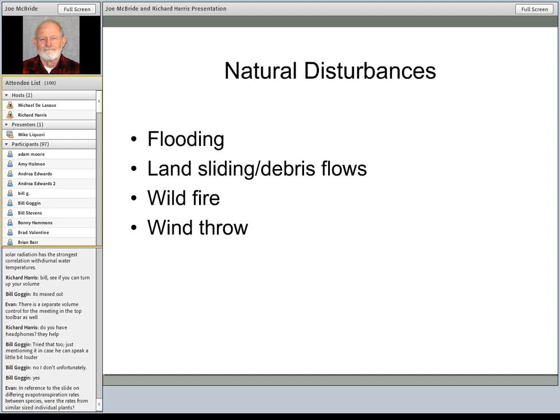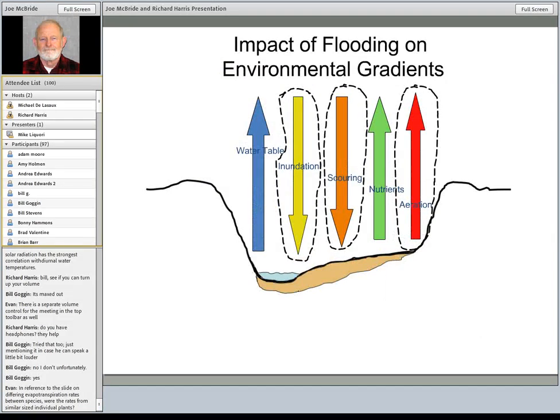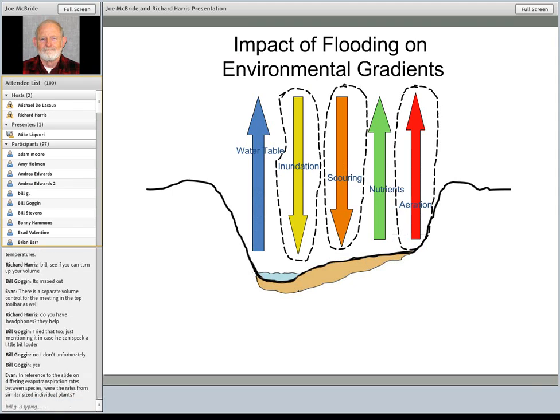I'd like to go on now to talk a little bit about natural disturbances and vegetation response, and there are 4 natural disturbances that I want to highlight. Next slide. Flooding is one of these. Flooding can have a direct mechanical effect upon plants in the riparian zone. It can dispel oxygen from the soils, and it can also actually erode the banks and undermine trees. I think the next slide illustrates 3 of these 5 environmental factors that are influenced by flooding: inundation, scouring, and aeration.